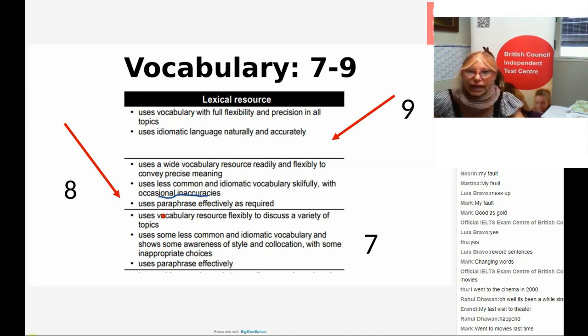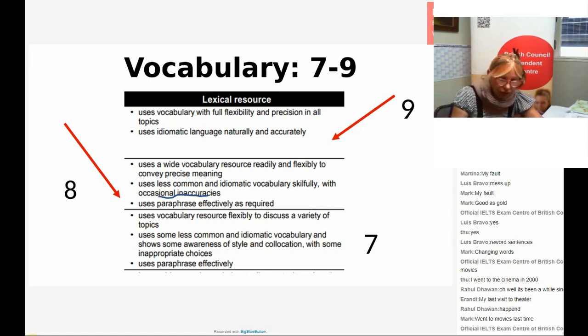Okay, so that's for an 8. Now, for a 7, everything is the same, but not as often. Uses vocabulary resource flexibly to discuss a variety of topics. So you can talk about many topics, not all topics, but many topics. You can still use less common and idiomatic vocabulary, and you can show some awareness of style and collocation. Collocation is a really important word that I think everybody should know or find out for themselves. Collocation: when words go together. Some words don't go together and some words do.